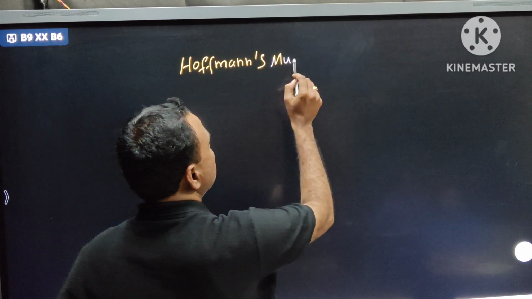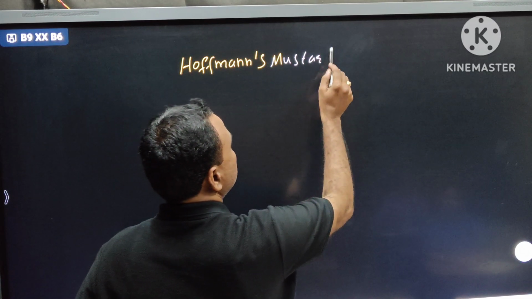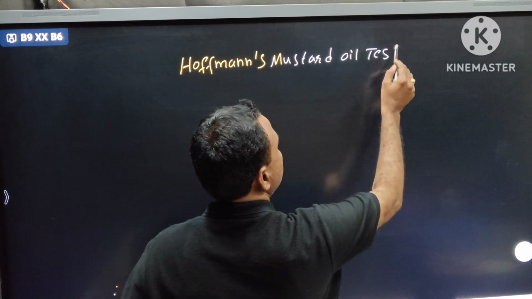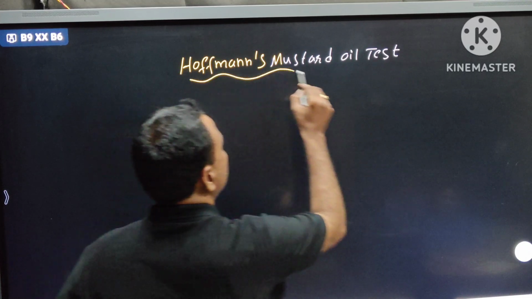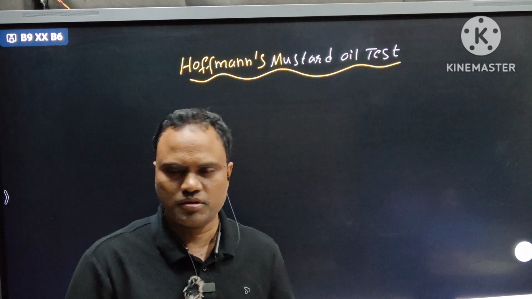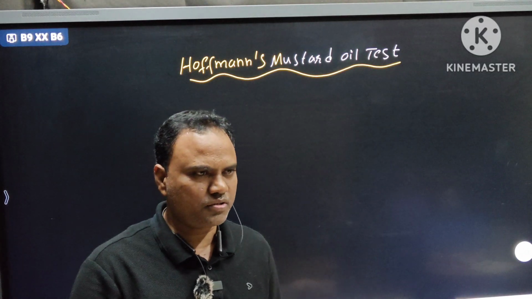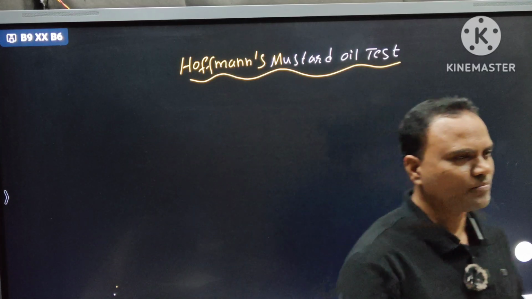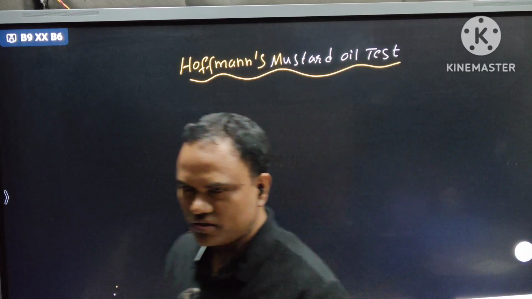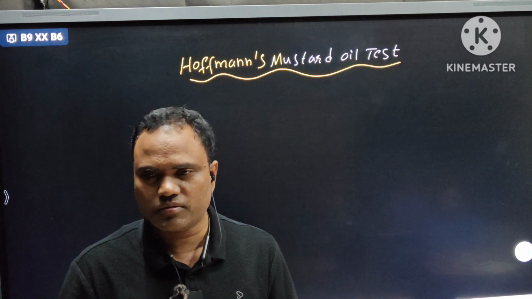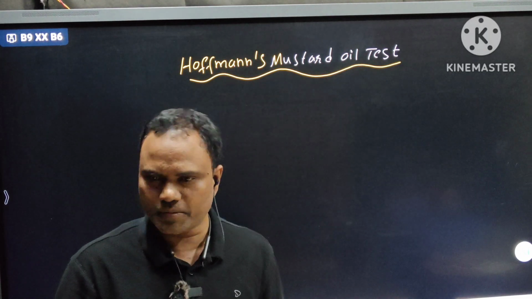Hoffman's mustard oil test. Hoffman's mustard oil test is only for primary amines, to detect only primary amines, not secondary and tertiary. Then how can we detect secondary and tertiary? By using other tests.